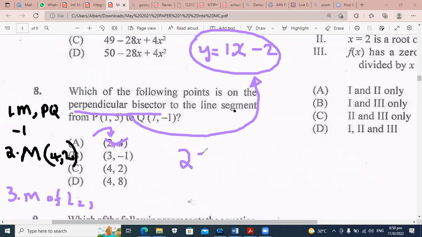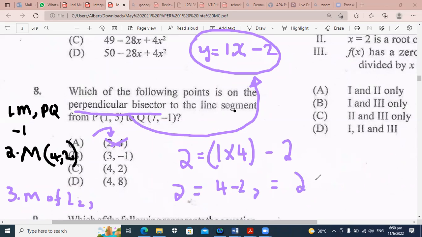C, that's true, because y is 2. And you have x. X is what? 4. So we have 1 times 4 is 4. 4 subtract 2 is actually 2. So is 2 equal to 2? Yes. So therefore, the point C lies on the perpendicular bisector of the line segment PQ.